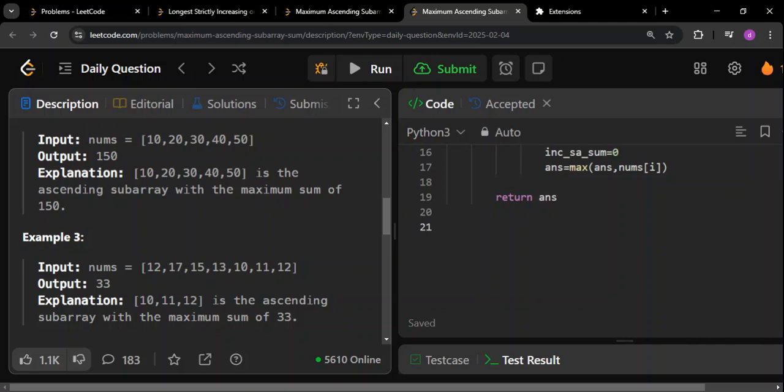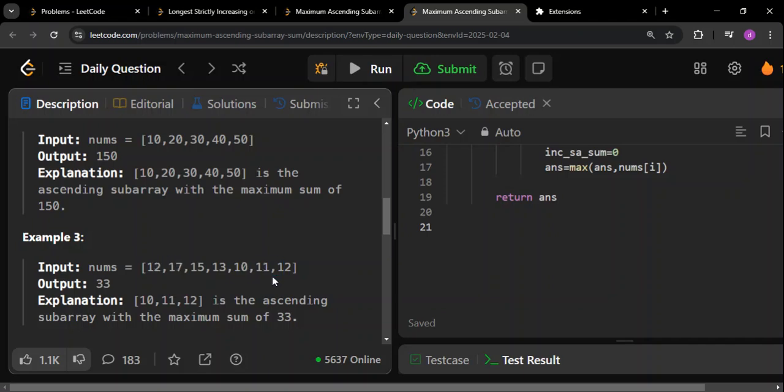After that, 15 is not possible. From 17 to 15 it is not possible. From 15 to 13 it is not possible. Then 13 to 10 again it is not possible. But again from here, 10, 11, 12 is strictly increasing, so this is also a possibility. So there are two possibilities: 12 to 17 or 10, 11 and 12.